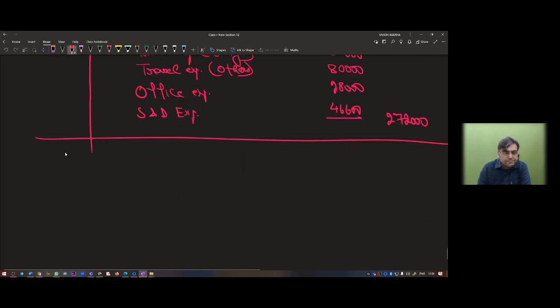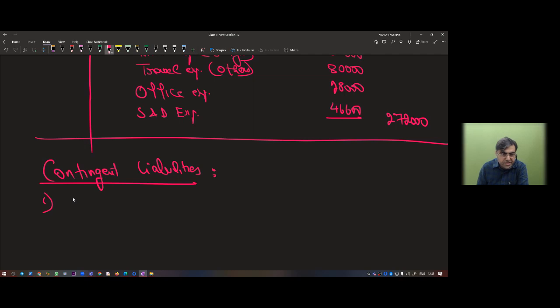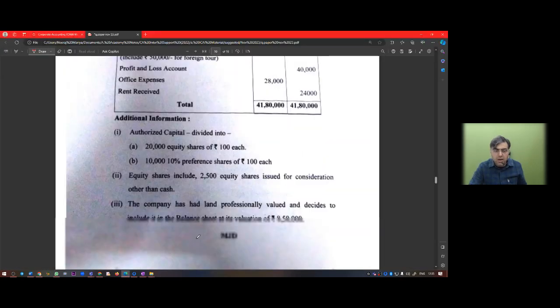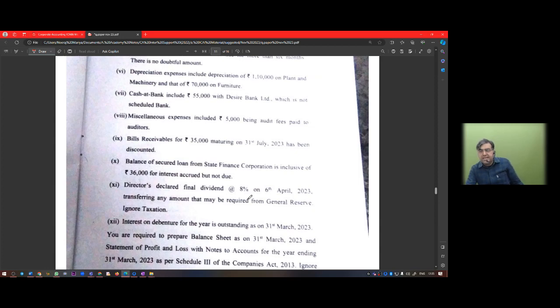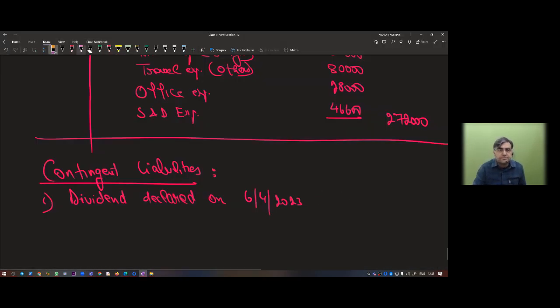Now, contingent liabilities. Dividend. Declared on 6th of April 2023 equal to rupees. Dividends declared at the rate of 8%. Dividend declared at the rate of 8%.